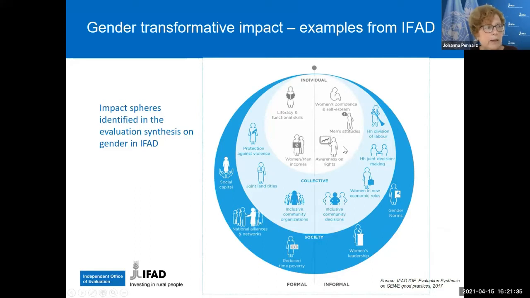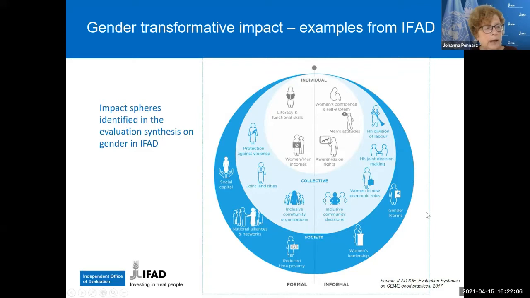At the collective sphere, we have things like joint land titles, inclusive community organizations, women in new economic roles, joint decision-making in households, and so on. So these would be collective spheres. And finally, at the society level, we have the more fundamental changes. For example, reduced time poverty for women, national alliances and networks, and social capital, women's leadership, gender norms changed.